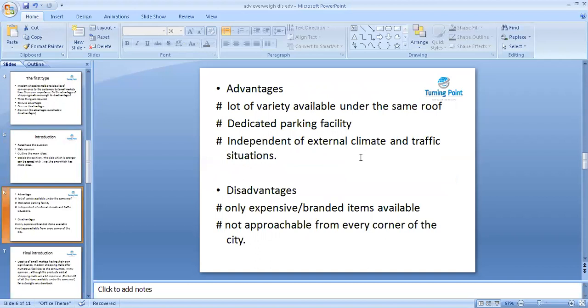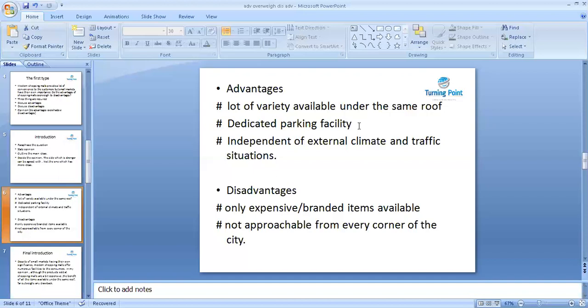So what can be the advantages of the shopping mall? The first advantage is that a lot of variety is available under the same roof. Suppose a person has to purchase a pair of shoes, he will not have to go from one place to the other to explore the shoes of different brands. All the brands will be available at the same place, so it becomes very easy to explore the variety and then make your decision. The second advantage can be that it has a dedicated parking facility.